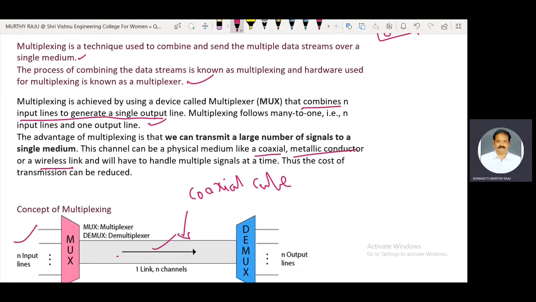The main aim of the multiplexing technique is effective utilization of channel bandwidth. Channel bandwidth is one of the important resources of computer communication networks. If the channel bandwidth is effectively utilized, communication is also effectively utilized. That is the reason we go for the multiplexing technique.